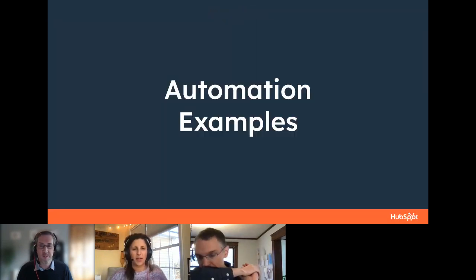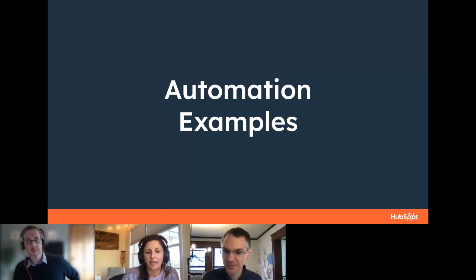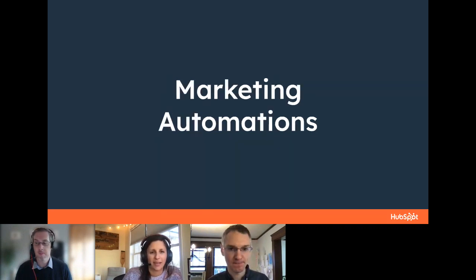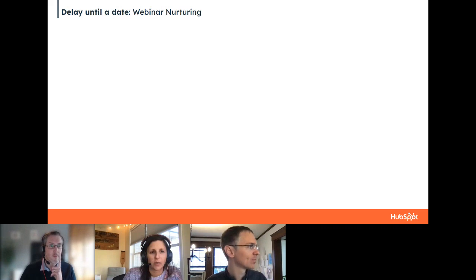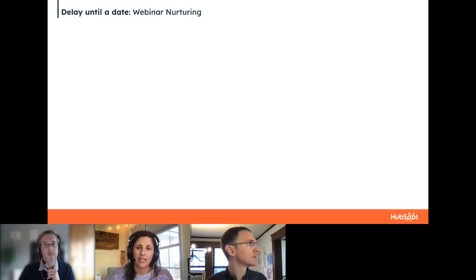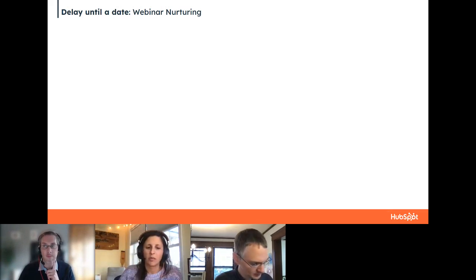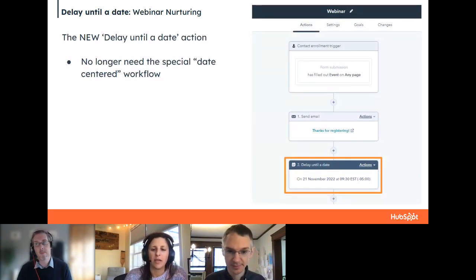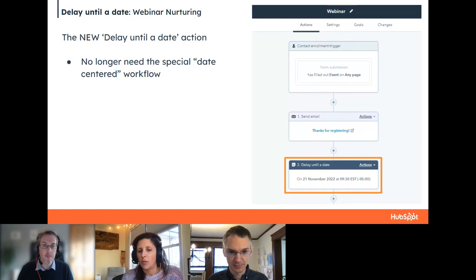Okay, so now we're going to look at real examples of advanced workflows, and we are going to start with a marketing use case. Our first will highlight our brand new delay until date action that we just touched on briefly. If you've been with HubSpot for a while, you may be familiar with the special type of contact workflow that has supported date automation. Now we have a new action that covers that functionality and also does more.